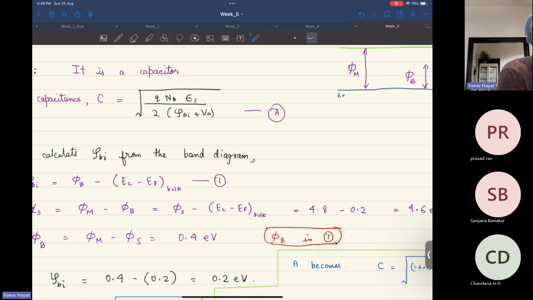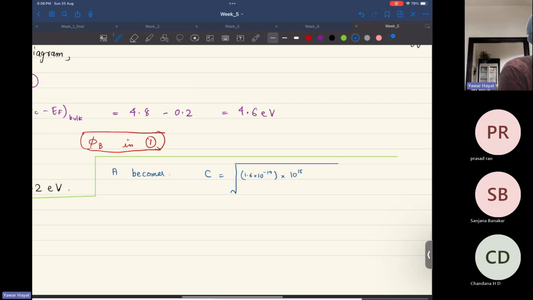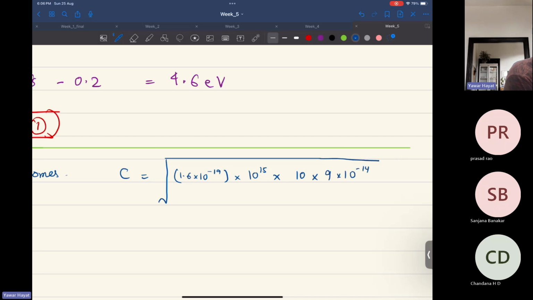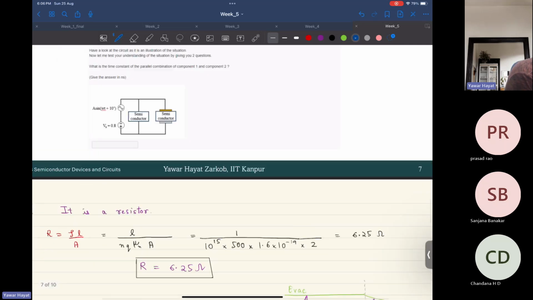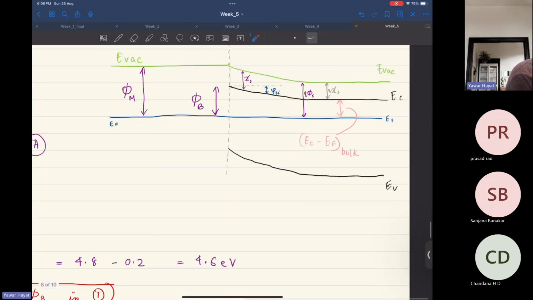What about this epsilon s? This would be relative permittivity, right? Just tally with the question, right? It turns out relative permittivity is equal to 10 times the free space permittivity, that is 9 into 10 to the power minus 14. It's given in the question. Okay, let me just show you. Look at this one. This is permittivity of free space. This is the relative permittivity of the semiconductor. So that is what I did here, nothing else.